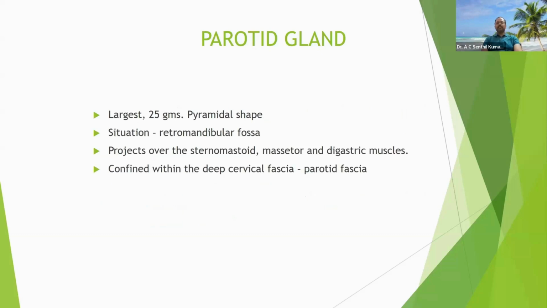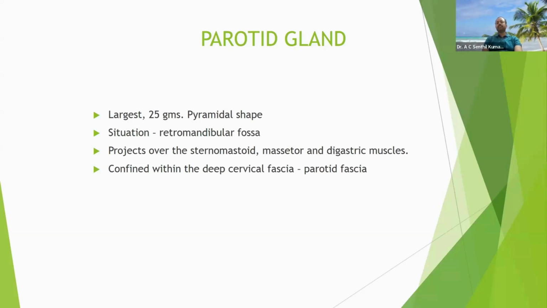Now, parotid is the largest gland, measuring about 25 grams in weight. It is pyramidal in shape, and the situation is the retromandibular fossa. Why I am saying this repeatedly is that where is the parotid fossa, or what is it also referred to as, is an important question that clinicians ask. Retromandibular fossa. So it projects over the sternomastoid, the masseter and digastric muscles, and an important structure called the deep cervical fascia encompasses it. The parotid fascia is nothing but a condensed form of thick deep cervical fascia.